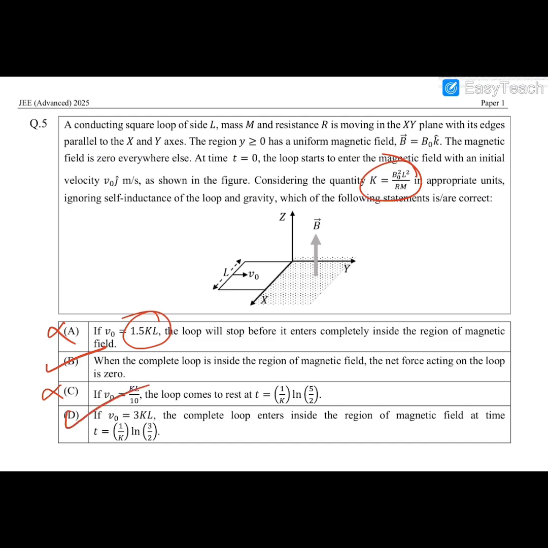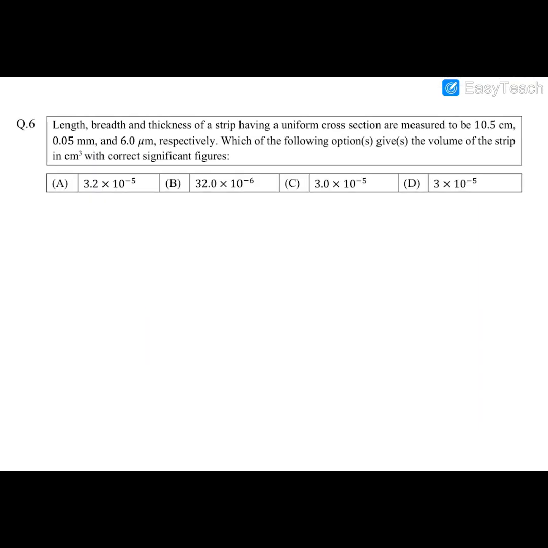Now we move on to the next question. In this question, you can see that there is a strip whose length is 10.5 centimeters, breadth is 0.05 mm, and whose thickness is 6 micrometers. So we have to report the volume of the strip in proper significant figures.